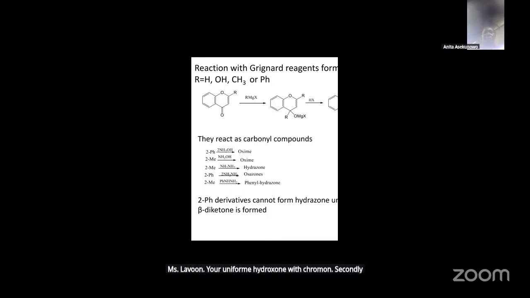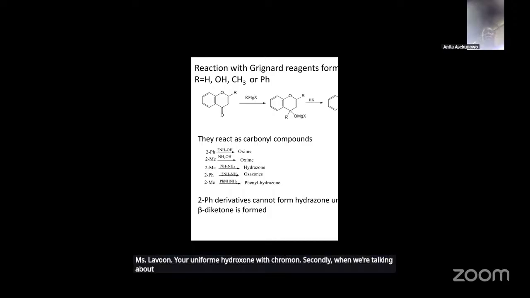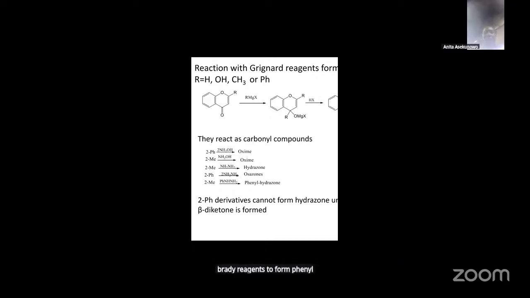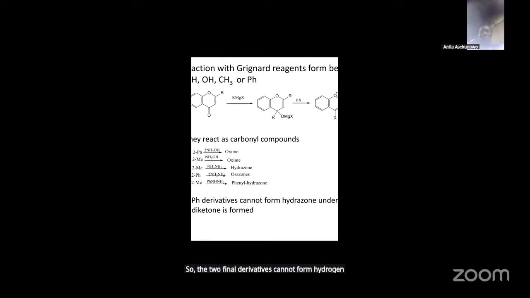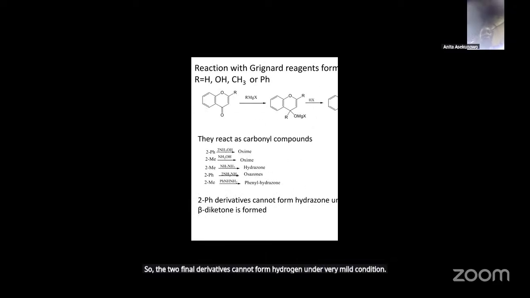Secondly, when we're talking about flavone, it can react with Brady's reagent to form phenylhydrazone, but flavanone cannot. So the two phenyl derivatives cannot form hydrazone under very mild conditions. Why? Whenever we talk about this derivative, it cannot react to form hydrazone. It can only react to form beta-diketone.